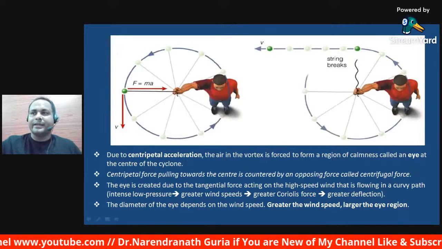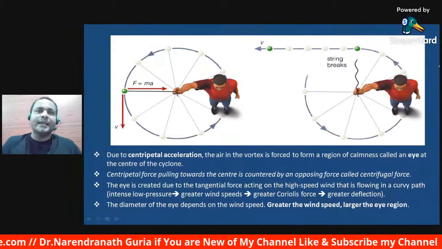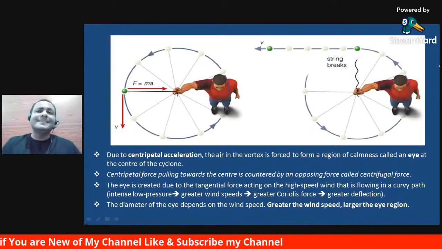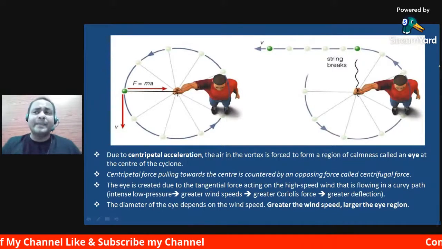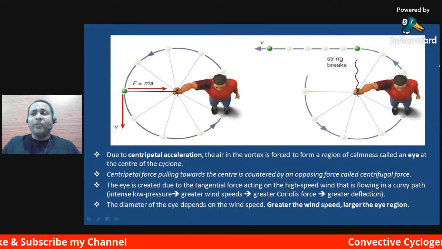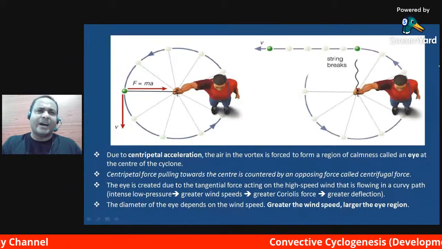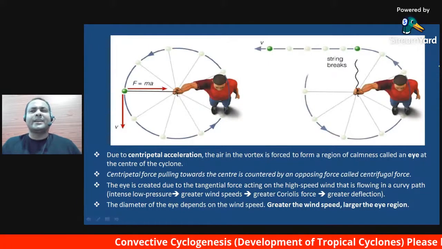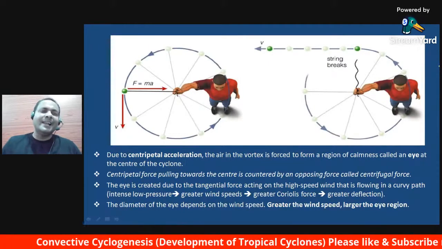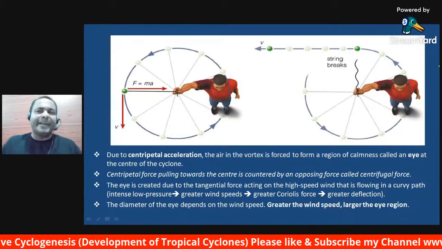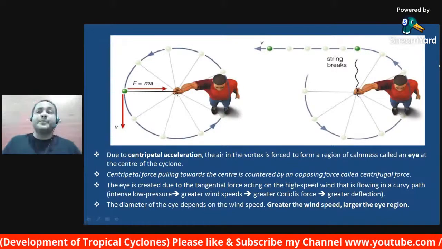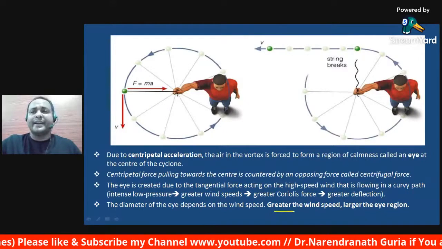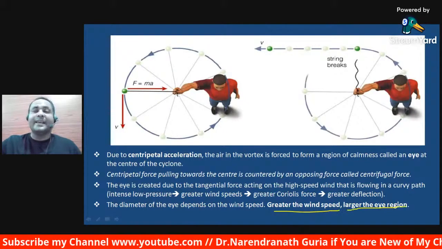The eye is created due to the centrifugal force acting on the high speed wind that is flowing in a curved path. The intense low pressure leads to greater wind speed, to greater Coriolis force, to greater deflection, and the diameter of the eye depends on the wind speed: the greater the wind speed, the larger the eye region. Very interesting in this talk: the greater the wind speed, the larger the eye region.